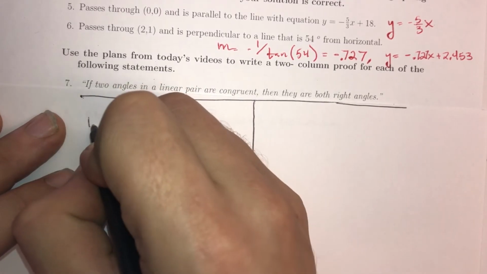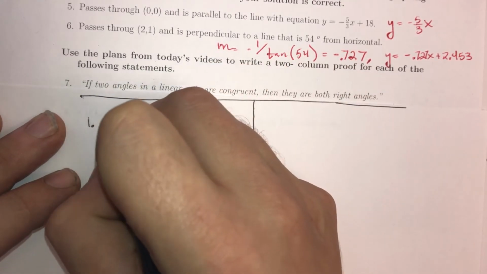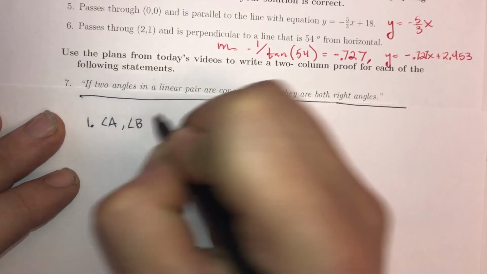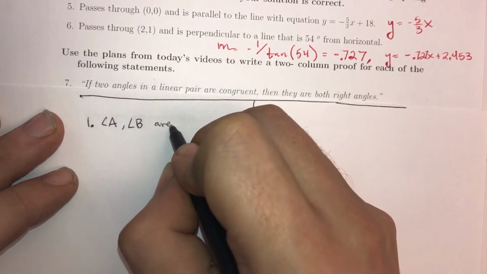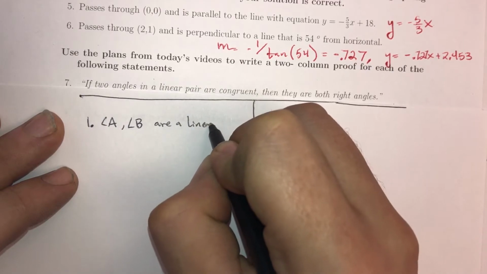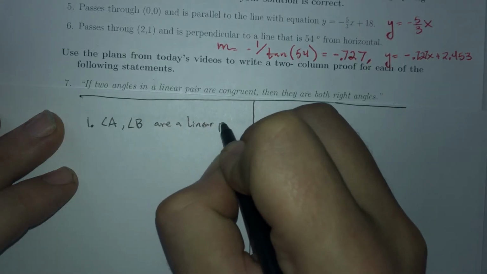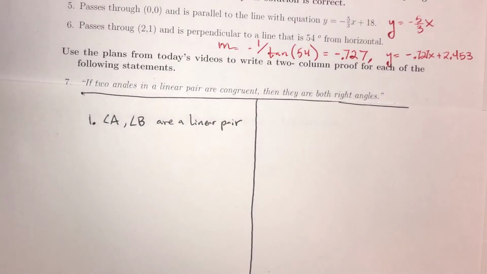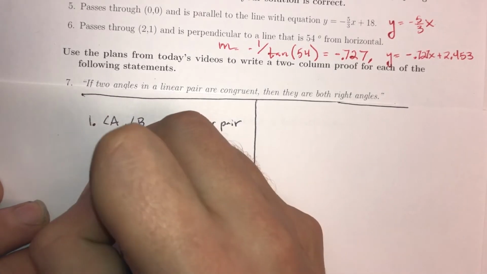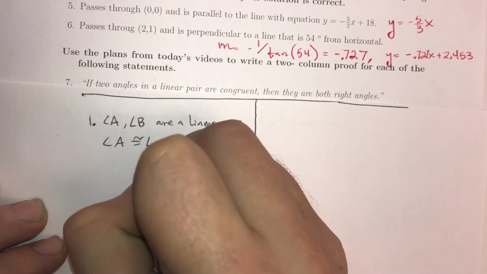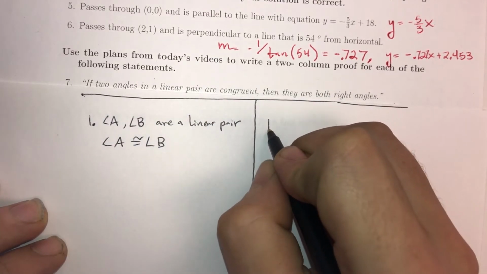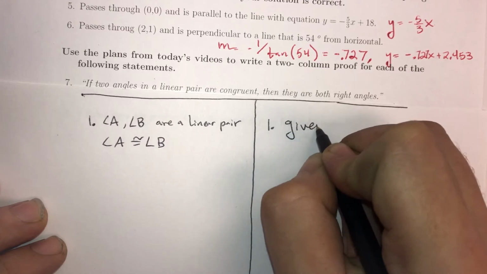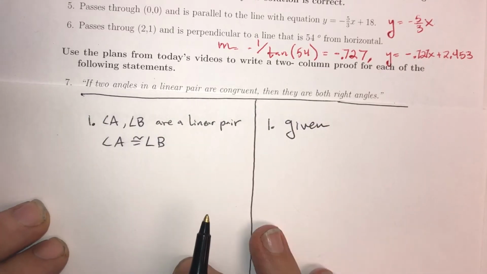So let's start with angle A and angle B are in a linear pair, and let's say that they are congruent. Angle A is congruent to angle B. Why is that? That's given. It's the hypothesis of the statement that we're proving.